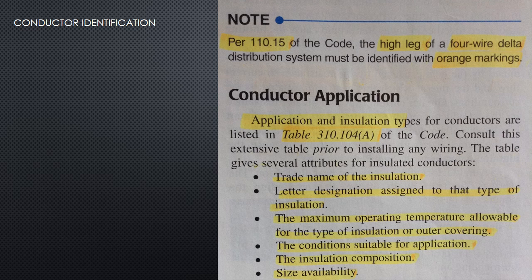Conductor application. Application and installation types for conductors are listed in Table 310.104(A) of the code. Consult this extensive table prior to installing any wiring. The table gives several attributes for insulated conductors: trade name of the insulation, letter designation assigned to that type of insulation, the maximum operating temperature allowable for the type of insulation or outer covering, the conditions suitable for application, the insulation composition, and the size availability.